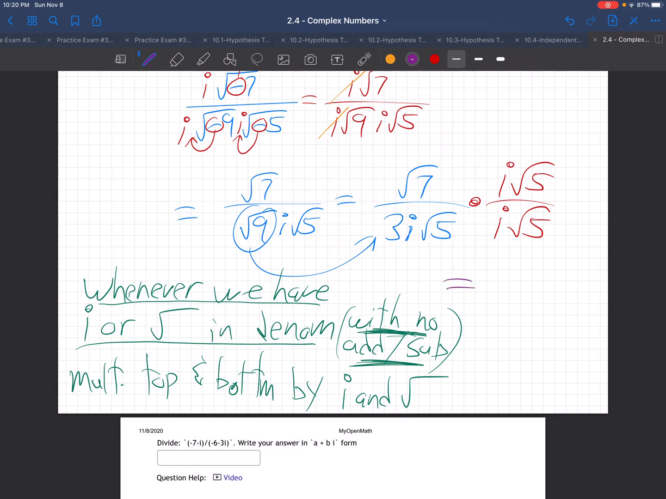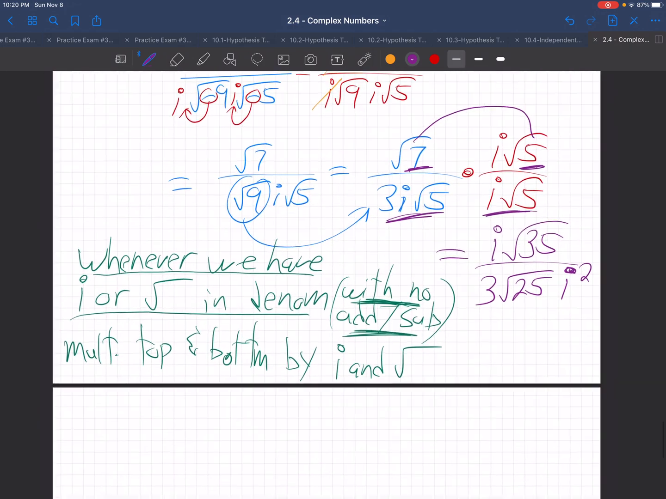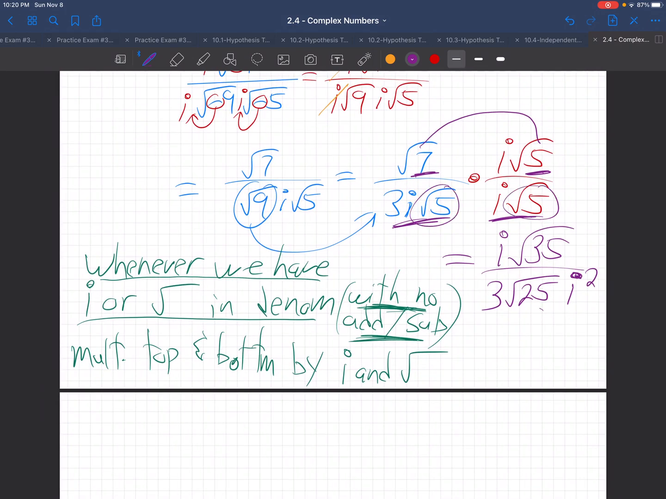And so what do we get? On the top, the root 7 and the root 5 is root 35, right? Just 7 times 5 is 35, and the i is still up there. What happens on the bottom? Well, 3i root 5 multiplies i root 5. What's going to happen? Well, 3 and the square roots multiply to be root 25, and the i's multiply to be i squared. Do you see that? So, right, all I did there is I did root 5 times root 5, which made root 25, and then the 3 came right there, and then i times i made i squared.